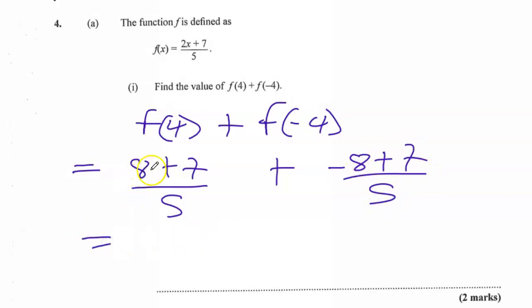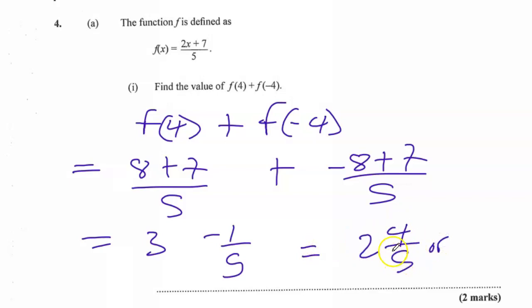So I end up with 8 and 7, that's 15 upon 5. 15 divided by 5, that's 3, right? And then negative 8 plus 7, that's minus 1, so minus 1/5. So it's 3 minus 1/5. That's 2 4/5. Or if you want to write it as an improper fraction, we'll have 14 upon 5.